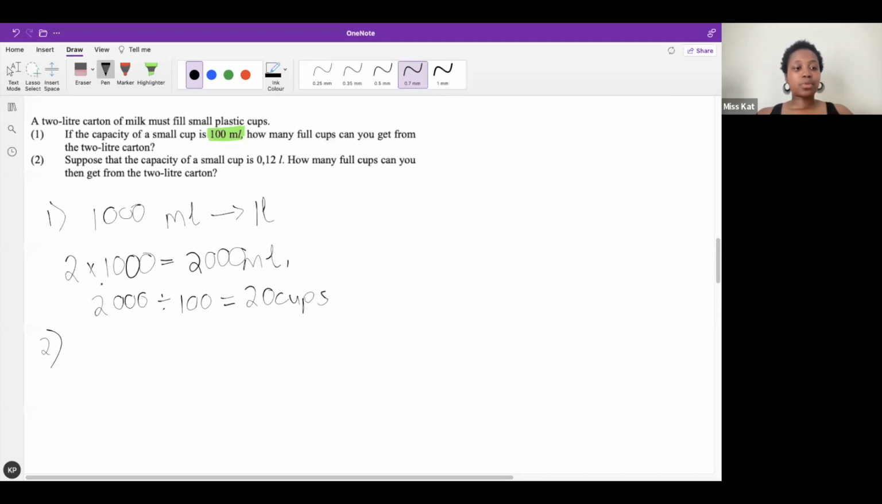Okay. And then number 2 says, suppose that the capacity of a small cup is 0.12 liters. How many cups will you be able to fill from 2 liters? So the carton.